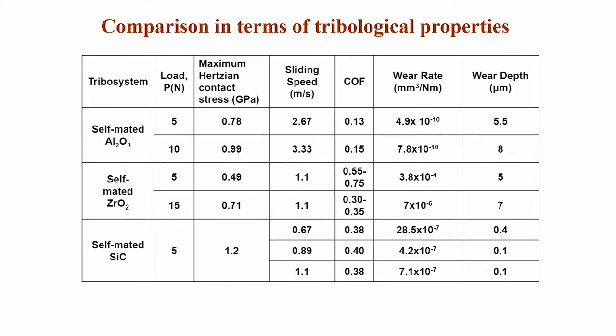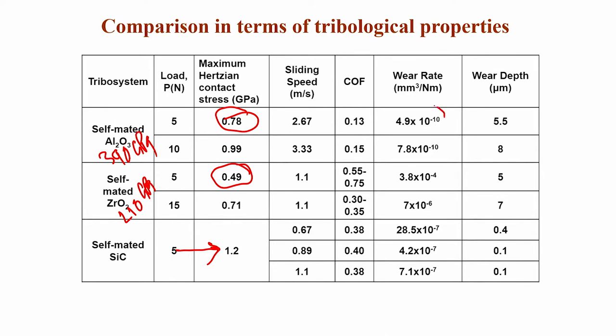For example, oxide ceramics have a relatively lower elastic modulus compared to silicon carbide. So, alumina is 390 gigapascal, and this is the elastic modulus value I am talking about. Zirconia is 210 gigapascal and silicon carbide is a little higher than alumina also. So, a 5 Newton load leads to 1.2 gigapascal as the maximum Hertzian contact stress for silicon carbide, which is 0.78 in case of alumina and 0.49 in case of zirconia.